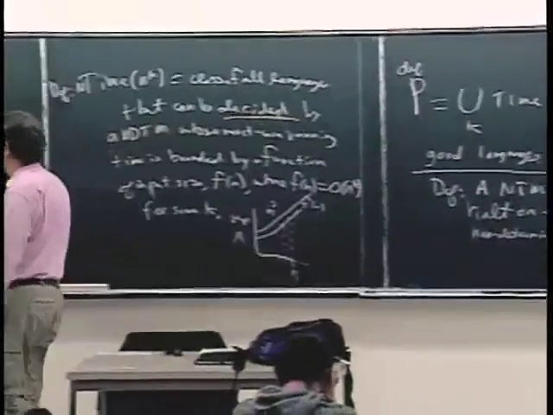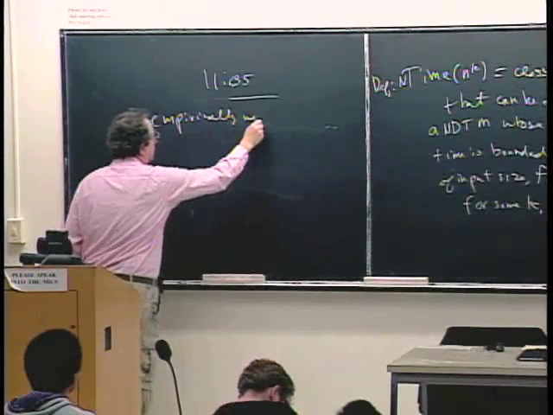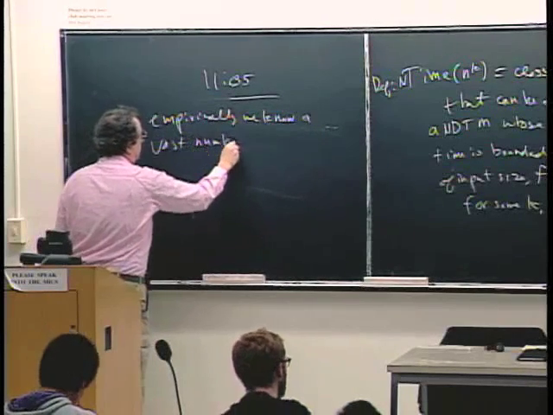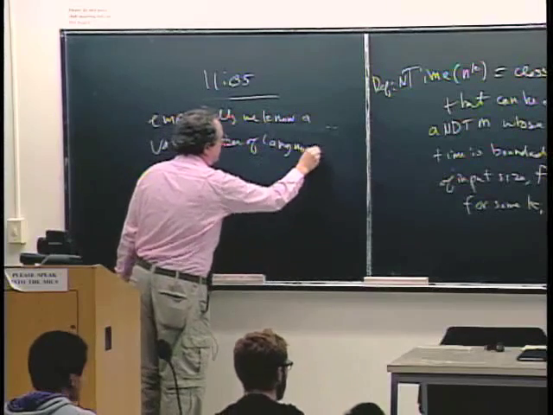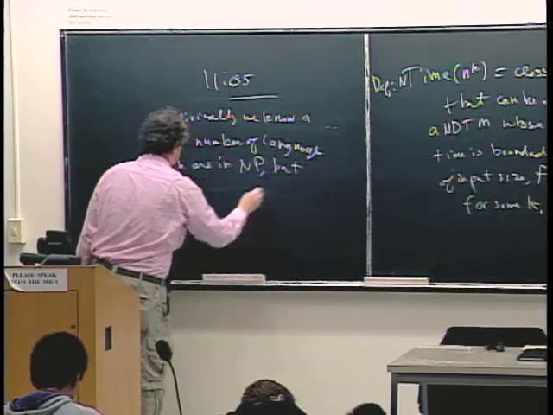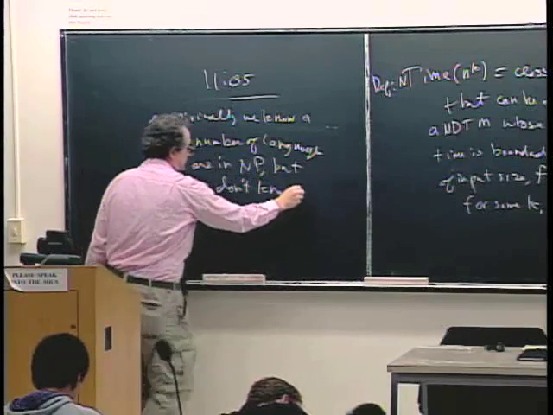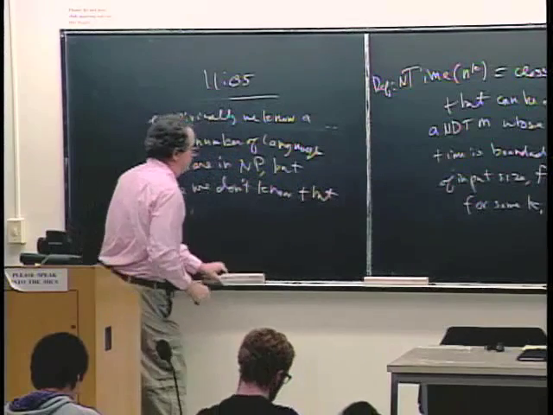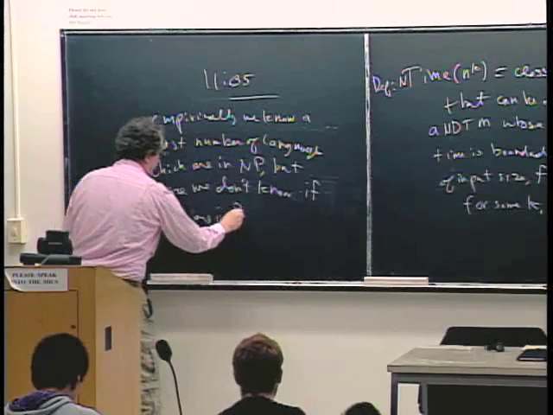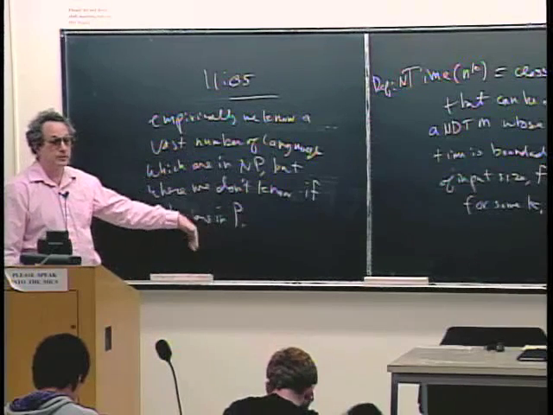So empirically, we know a vast number of languages which are in NP, but where we don't know if they are in P. Okay? So we don't know whether they're in P. That's not the same thing as knowing that they're not in P.